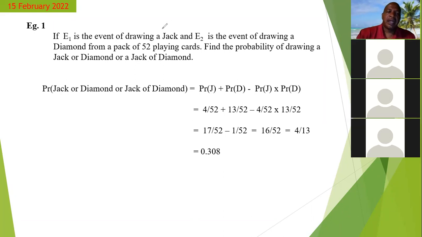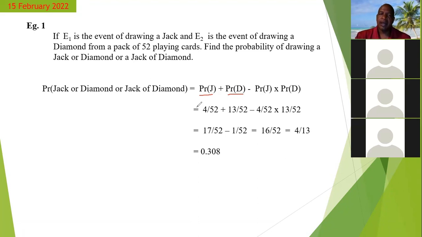So in other words, they are saying find the probability of a jack or a diamond, or the probability of both jack and diamond. All right. So what we would do is add the probability of a jack plus the probability of a diamond. And because jack and diamond are non-mutually exclusive, we're going to find the product of the probability of a jack and diamond and then subtract it from the sum.